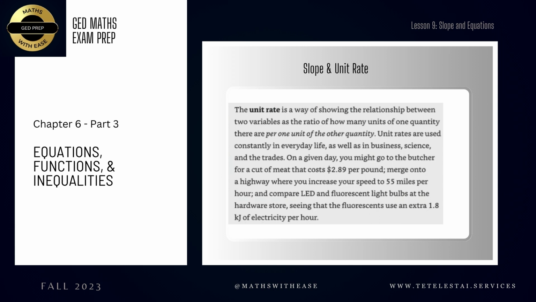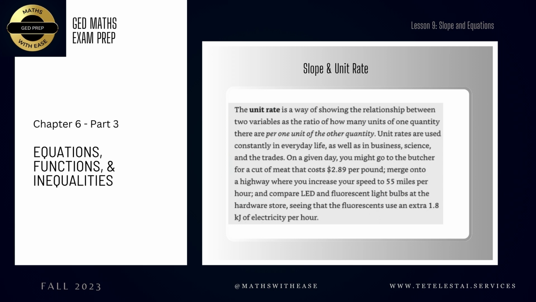On a given day, you might go to the butcher for a cut of meat that costs $2.99 per pound. So that would be an example of a unit rate. And for every pound of meat that you buy, you have to pay $2.89. So if you decided that you wanted to buy 10 pounds of meat, you would multiply 10 by $2.89 to get the price that you would need to pay at the counter.